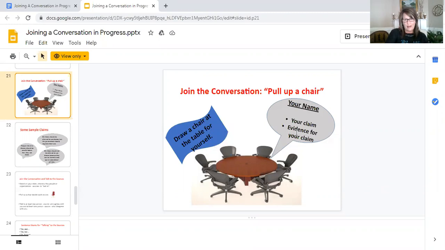Every once in a while a student will put in some personal evidence, a personal anecdote, and that's okay too. That can be used as some evidence, but the majority of the evidence we want to come from our sources. And so your name, your claim, and then evidence. The evidence is typically why you arrived at that claim. So during your research and reading, what is it that led you to make that claim?